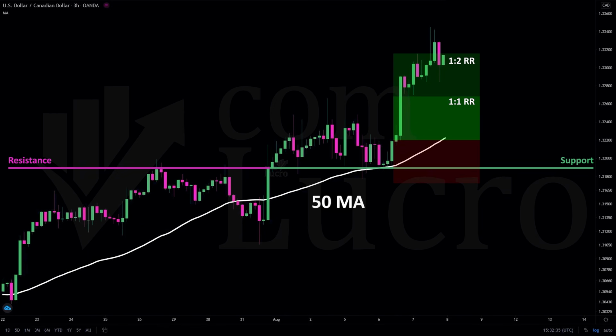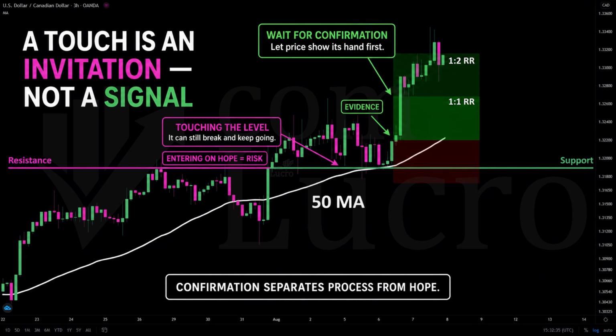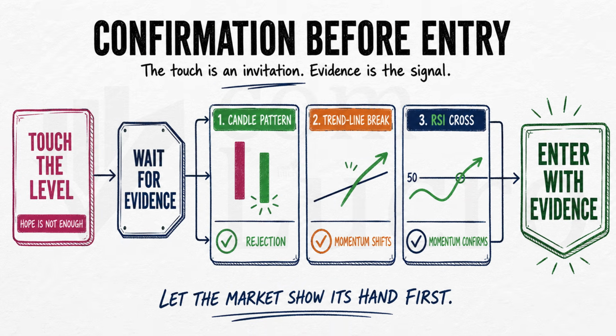It's no longer one crowd watching one level. It's several groups of traders, each with their own reason, all prepared to act at the same price. But remember, you can't just enter a trade blindly because price touched a level. It can still break through and keep going. The touch is an invitation, not a signal. That's why you need confirmation before entering a position. Confirmation is what separates you from the trader who buys the touch on hope. It forces the market to show its hand first.